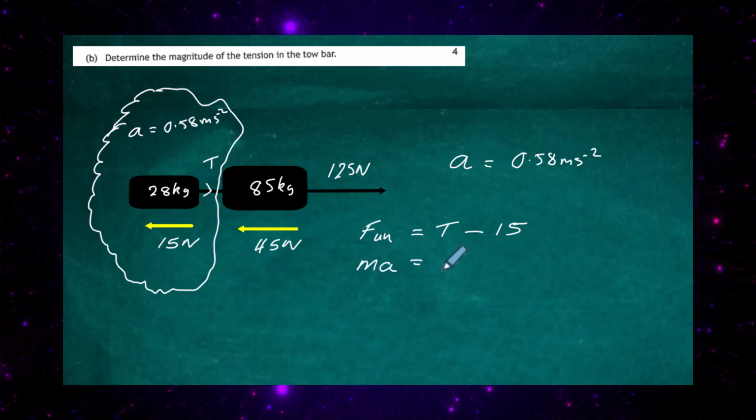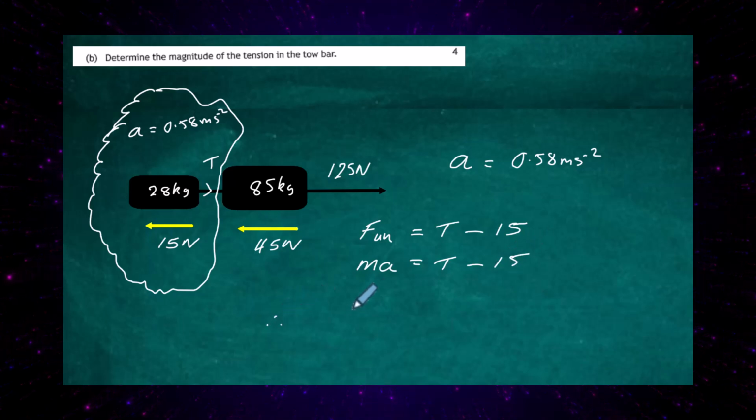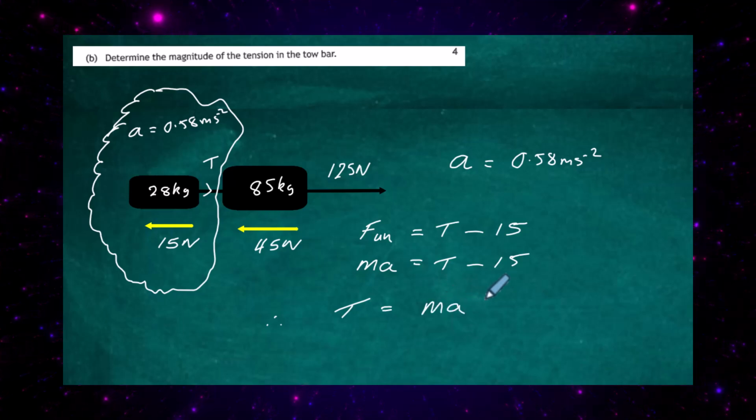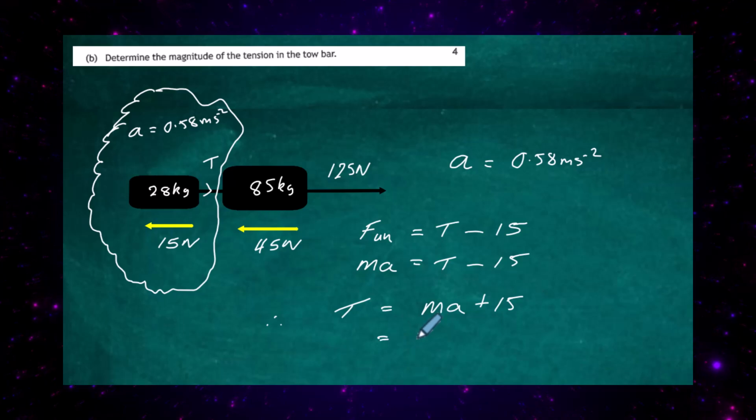And that is equal to the tension of the tow bar minus 15. So therefore, if we rearrange things, the tension of the tow bar is going to equal mass times acceleration plus the 15 newtons. So what's going to be the mass times acceleration?